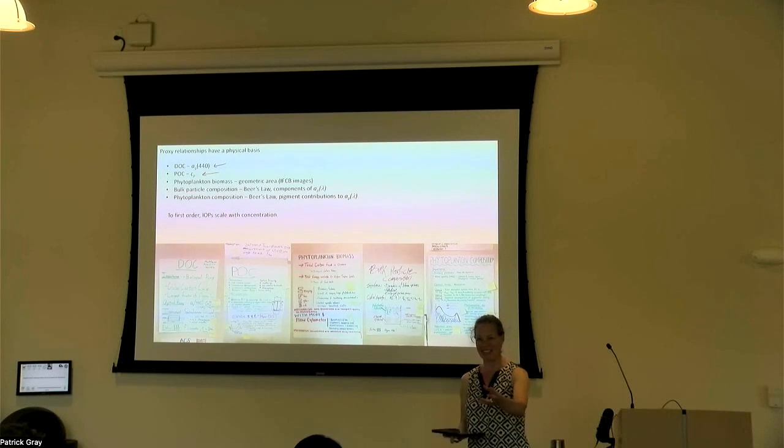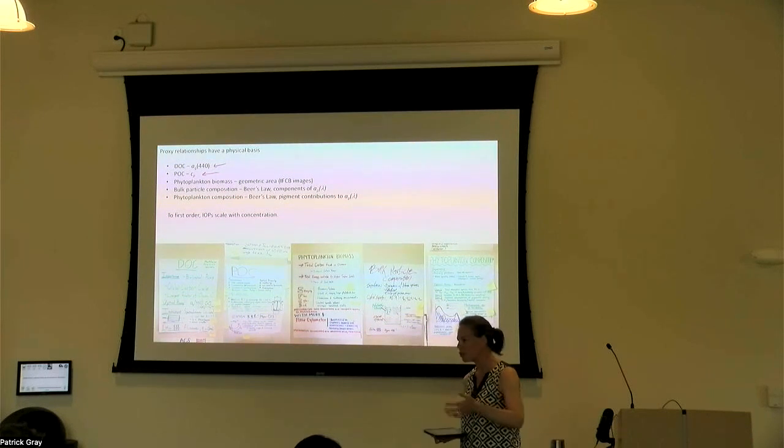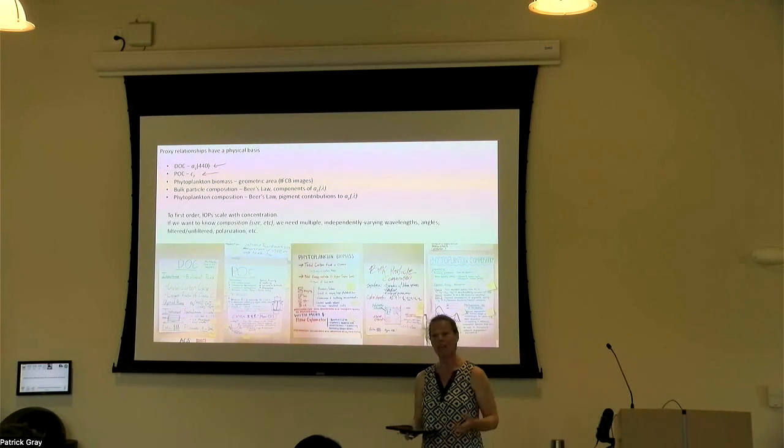Okay, Manuel, I think, said this a while ago: the first-order IOP scales with concentration, right? The IOP response you get is going to be related to how much stuff there is. We want to know more than that. We want to know composition or size or whatever else we're interested in. We're going to need more than just an IOP function, right?